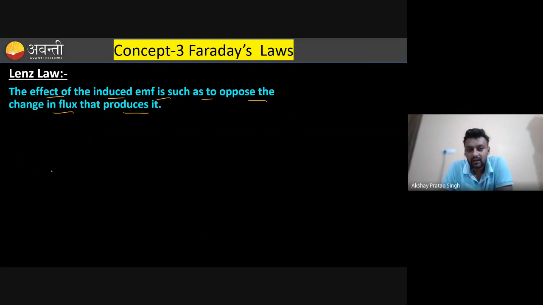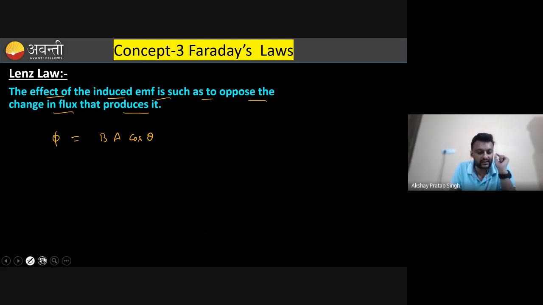As simple as that. Now, coming back to the topic. What is flux? You know that flux is B A cos theta. Clear? So one thing that you should know, how flux can be changed. In three ways, flux can be changed. Number one, by changing the magnetic field. Number two, by changing the area of the loop or the coil. Number three, by changing the orientation of the coil.